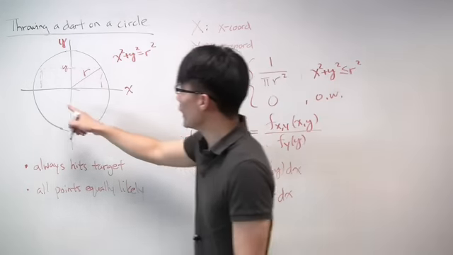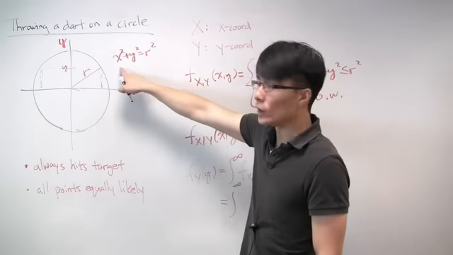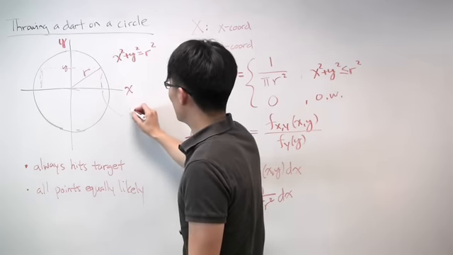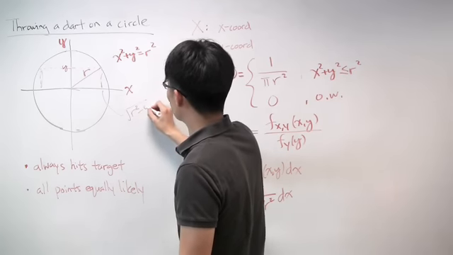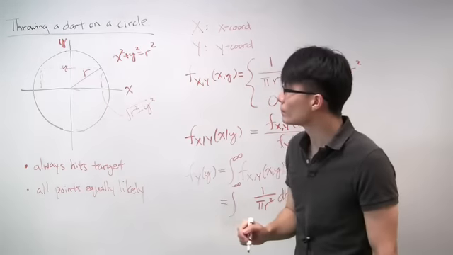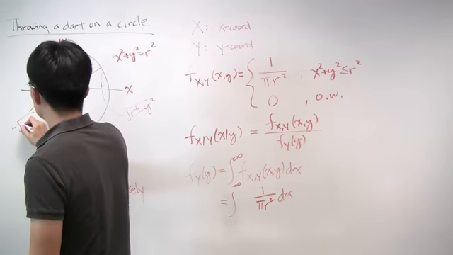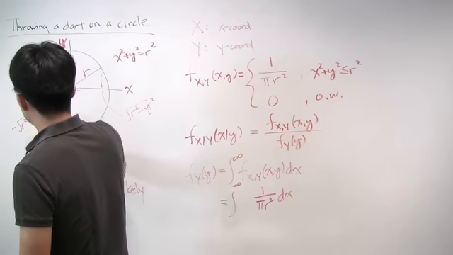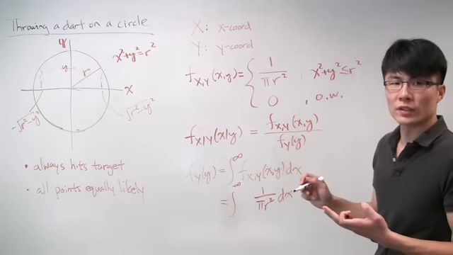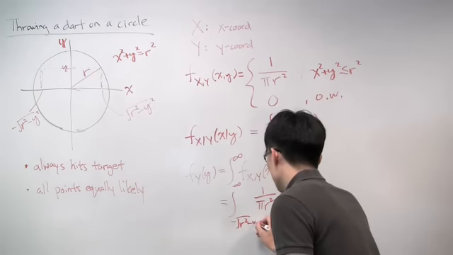Now, what are these two values? If y is here and the radius is r, and we know that the equation of the circle is x squared plus y squared equals r squared, then this point has x equal to the square root of r squared minus y squared. That's the value of x that corresponds with that value of y. And similarly, here we have minus the square root of r squared minus y squared. So that's the range of x's for that value of y. That becomes the limits of our integration.